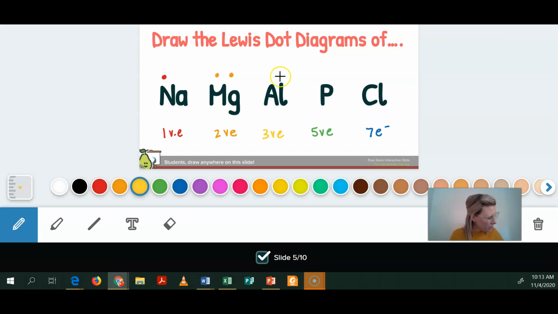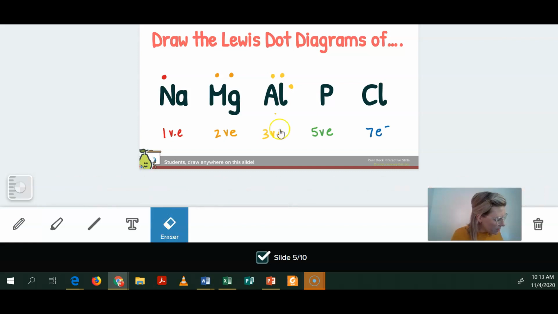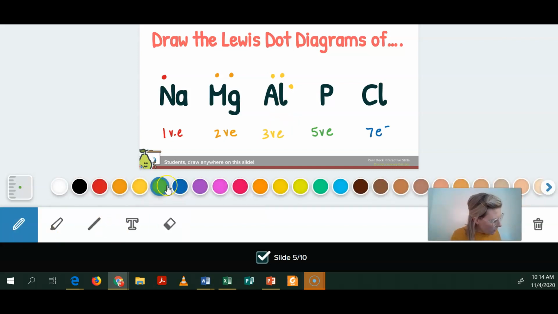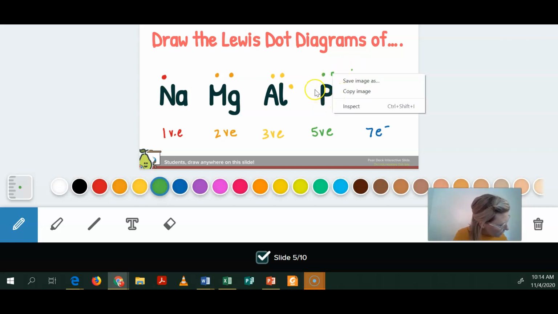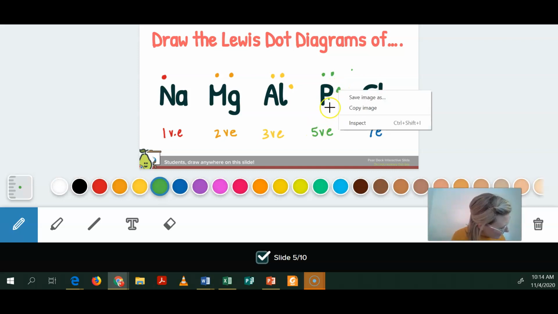Okay. Aluminum, we're going to have 1, 2, and then our third one. I'm sorry, disregard that dot on the bottom. I keep accidentally clicking. Let me erase it so it's not going to confuse anybody. There we go. Now for phosphorus, we need 5. So again, 1 up top. Okay, 2. Okay, 3, 4, and then 5.